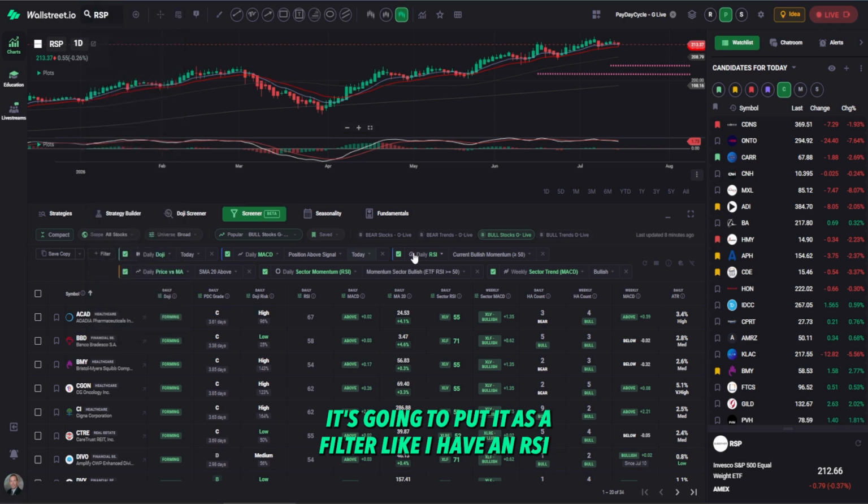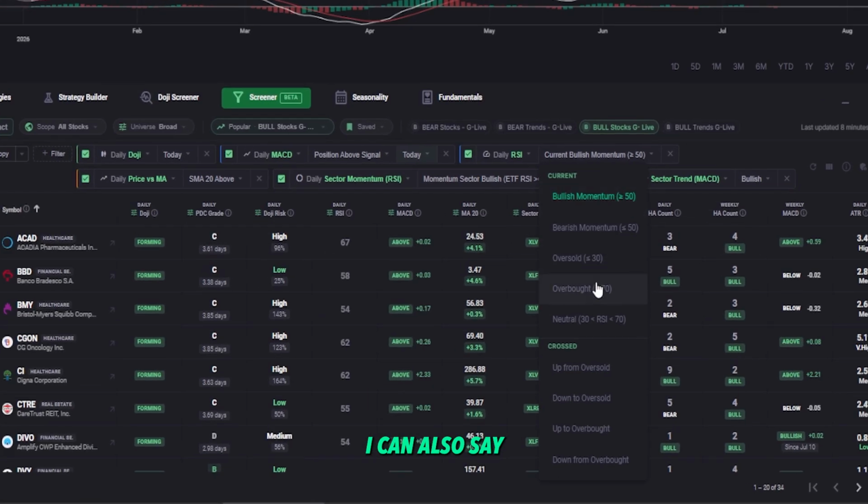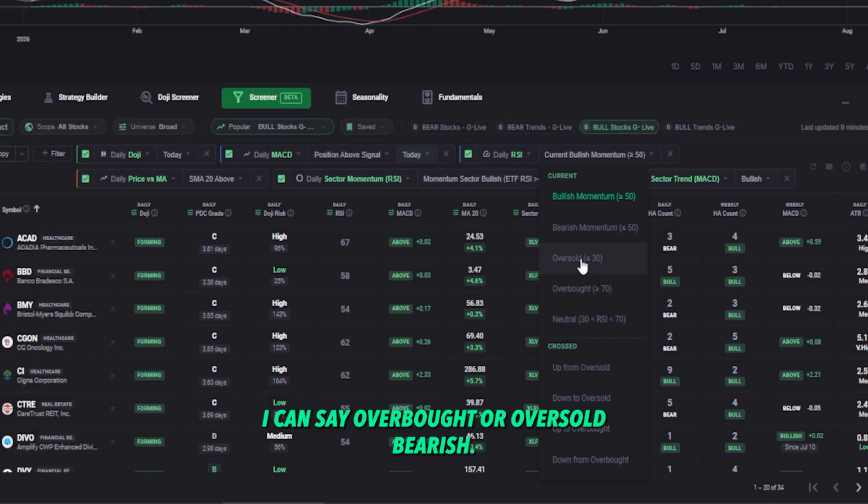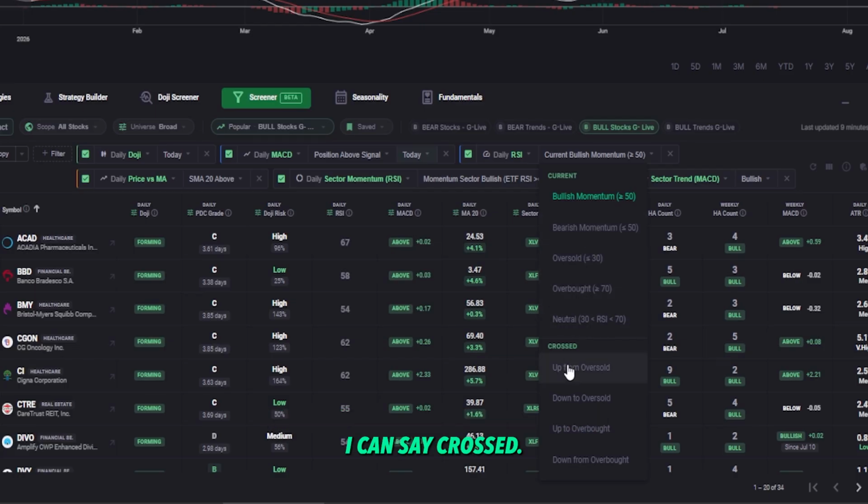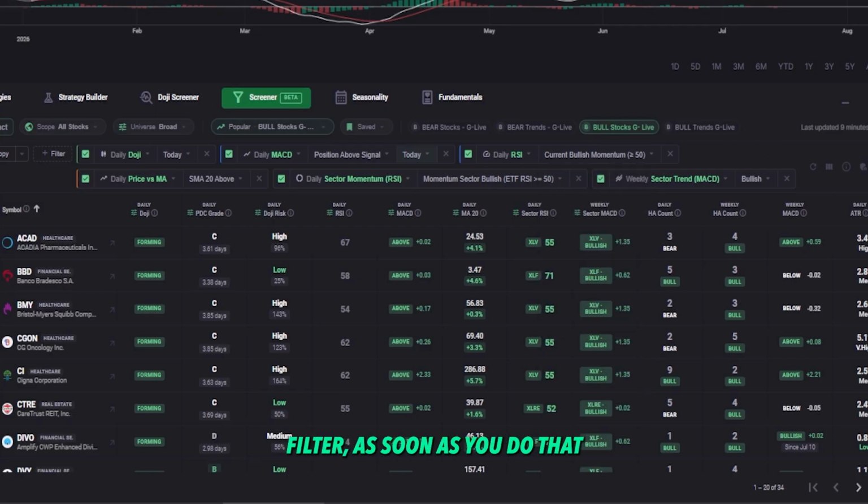It's going to put it as a filter. Like I have an RSI greater than 50 because I want it to be bullish. I can also say neutral, right? I can say overbought, oversold, bearish. I can say crossed. But when I put the RSI as a filter, as soon as you do that, it's going to put it as a column.